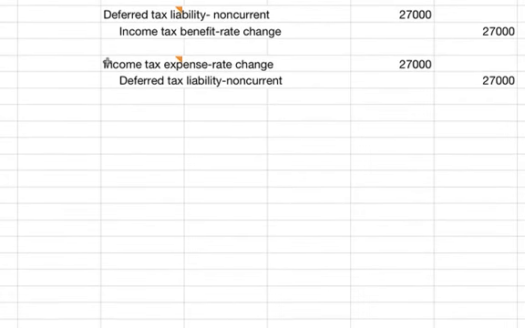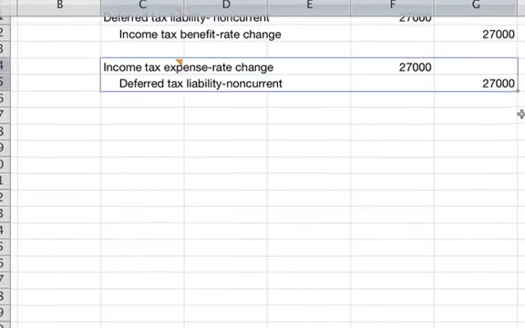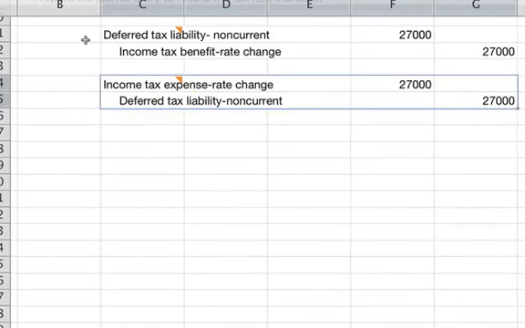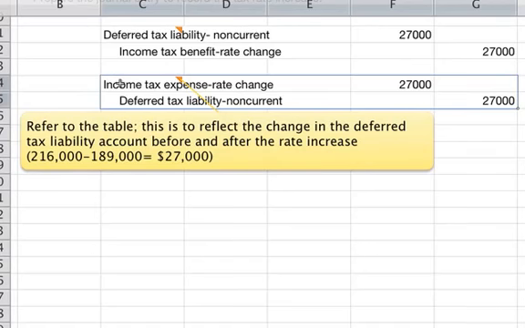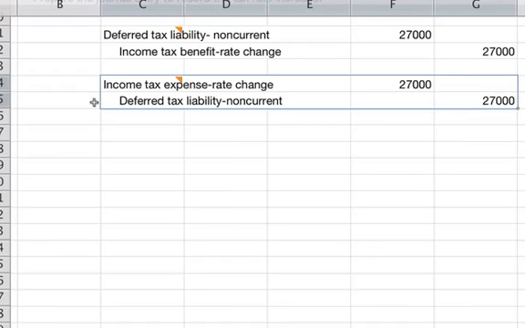So to make that journal entry this time, up here, when the account decreased, you debited deferred tax liability. Now you're just going to reverse these two. You're going to debit income tax expense this time because it went up for 27,000. And if you refer to the table we were just at, this is to reflect the change in the deferred tax liability account before and after the tax rate increase. So you have 216,000 minus 189,000. That leaves you with 27,000. So you debit income tax expense and you credit deferred tax liability, and that is how you do that problem.